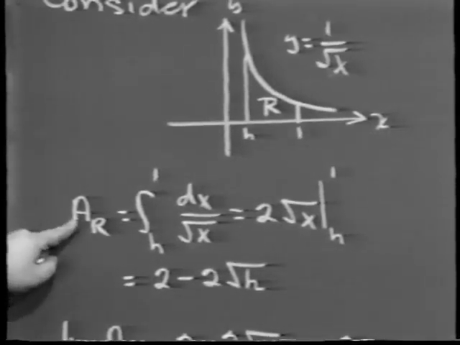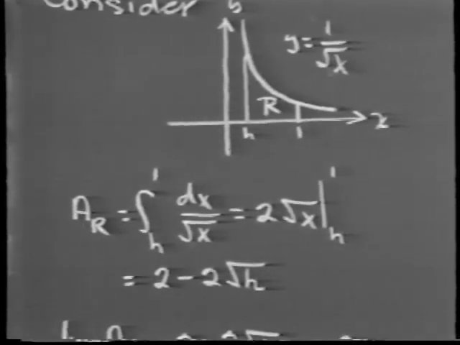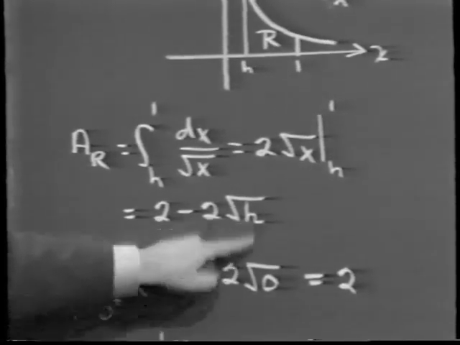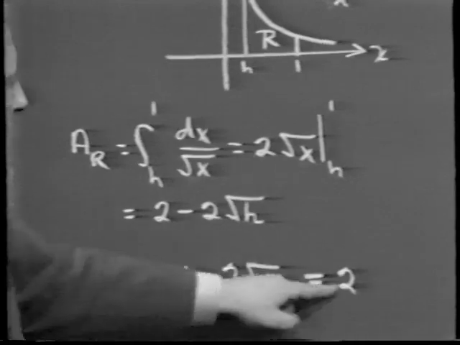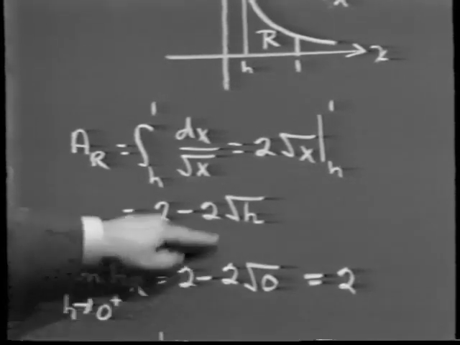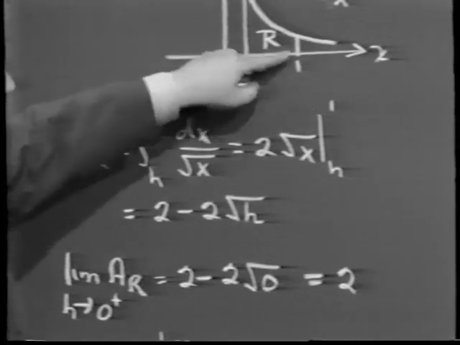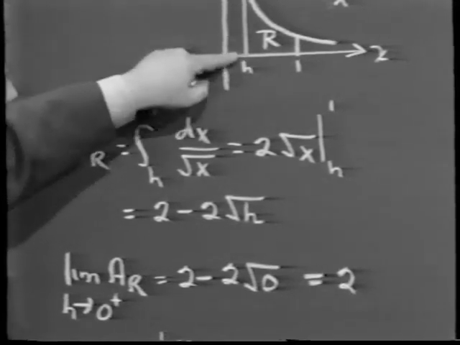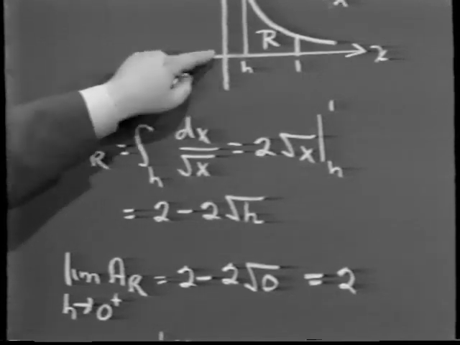If I now take the limit of the area of R as h approaches 0, notice that as h approaches 0, so does the square root of h, and the area turns out to be 2 in the limit. In other words, the area of the region R in this particular case is also a function of h, but the part that depends on h goes to 0 as h goes to 0.